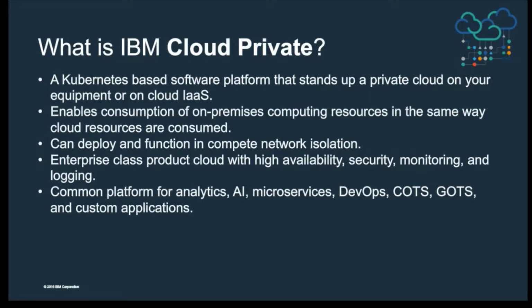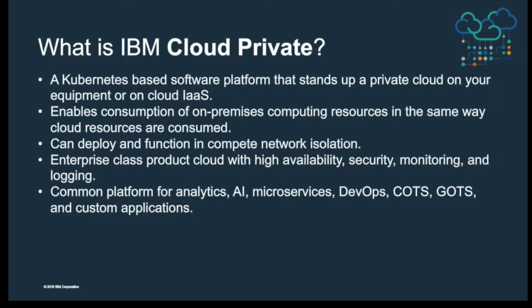So IBM Cloud Private is a Kubernetes-based software platform that stands up a private cloud on your equipment or on your choice cloud infrastructure as a service. If you're not familiar with what Kubernetes is, I'll go into that in a little bit, but it's the leading container orchestration platform on the planet right now. Even Docker has given up their Docker Swarm initiative, not entirely, but they're throwing all their eggs in the Kubernetes basket, and so is everyone else, and that's because it's such a great platform.